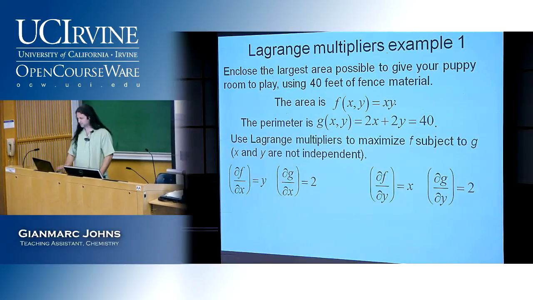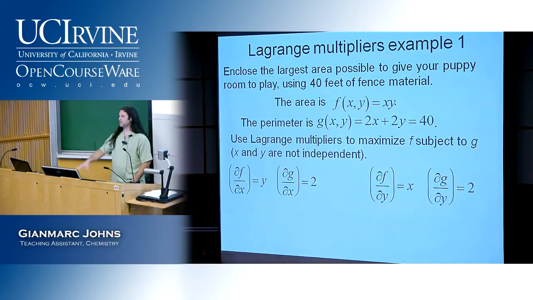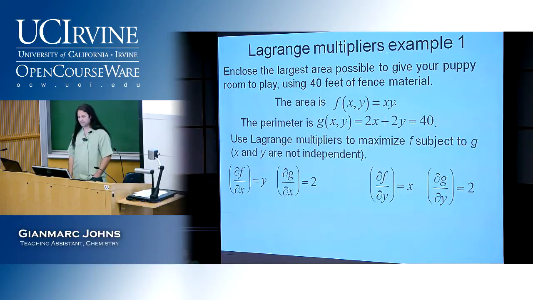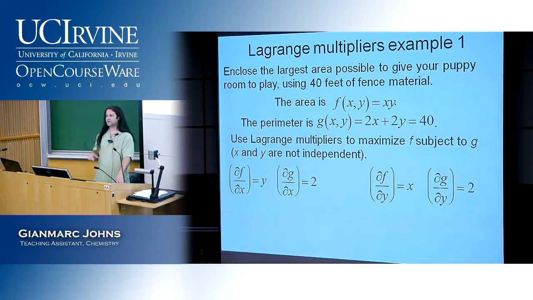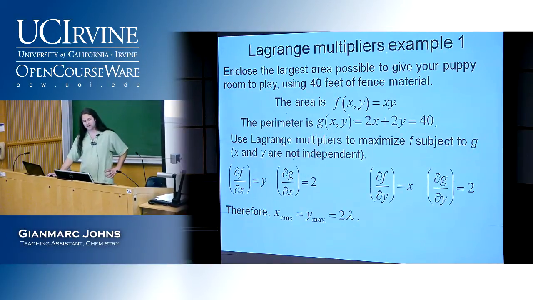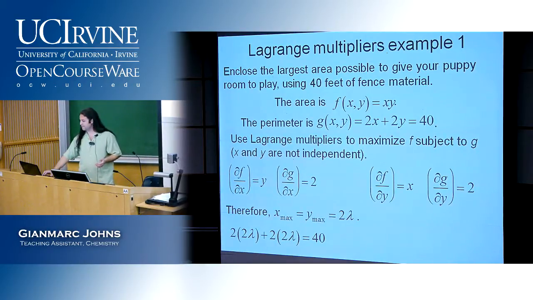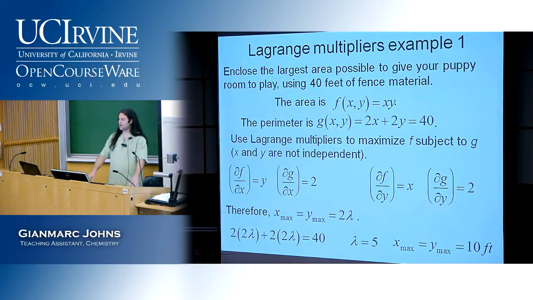So we apply our method of Lagrange multipliers. The first thing we want to do is take all of these partial derivatives: the partial derivatives of the function and the partial derivatives of the constraint. They're nice, easy functions to work with, so we can do all these in our head. Now remember what I said, that the derivative of the function with respect to some variable is equal to lambda times the derivative of the constraint with respect to the same variable. So you're going to have y equals 2 lambda and x equals 2 lambda, right? So we have our x max and y max equal 2 lambda. Then we can plug this into the constraint. If you plug that in, the only variable left is lambda, so we can solve for lambda. Lambda, we figure out, is 5. Now we can plug that back into the 2 lambda, and we see that x equals y equals 10 feet.